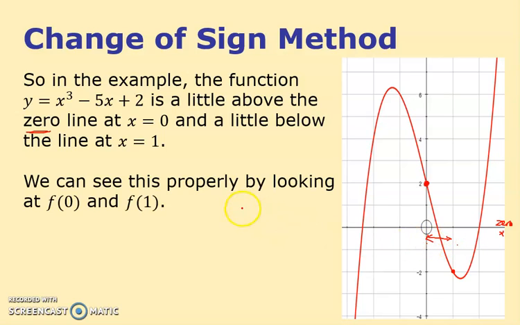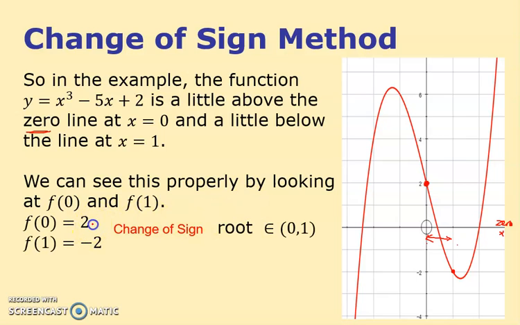So we can look at this properly. It says by looking at f of 0 and f of 1, and this is what you do in an exam, you put 0 into the function, you put 1 into the function. When I put 0 in I get 2, when I put 1 in I get minus 2. When we write the change of sign, therefore a root belongs, this is the posh mathematical symbol for belongs to, the interval 0 to 1. There must be a root somewhere between 0 and 1. That's really all we're doing. We're looking for this change of sign.